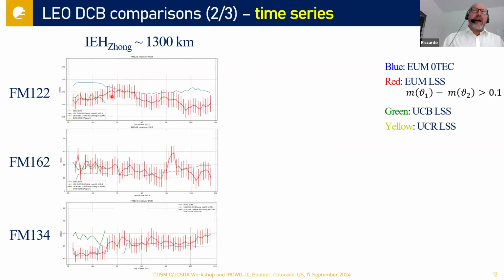Here are other examples for three other satellites, worse and better, where the least square solution computed for an ionospheric effective height of 1,300 kilometers is compared. The red is the EUMETSAT solution, the University of Colorado Boulder solution is in green, and the zero-tech solution is here. So for different satellites, the agreement is quite good.